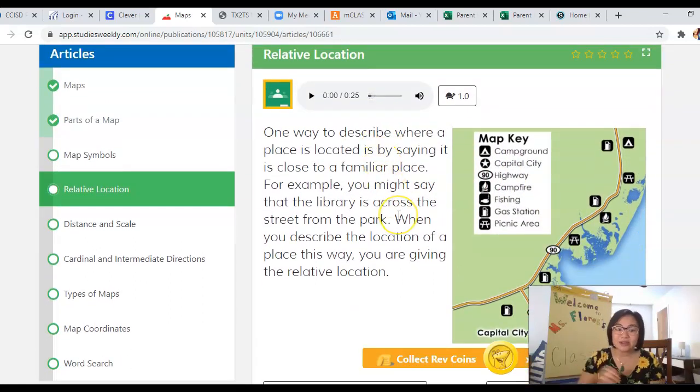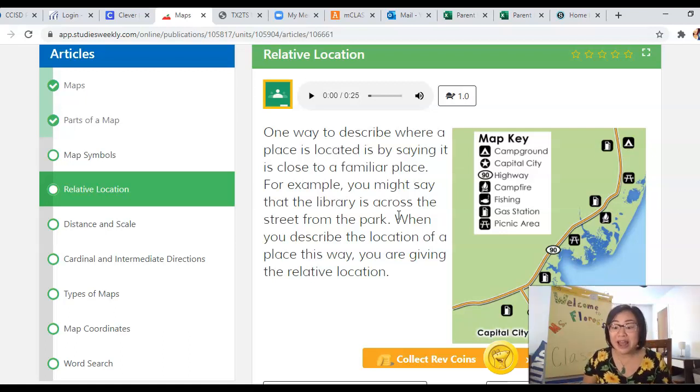All right. The last thing we're going to go over is relative location. One way to describe where a place is located is by saying it is close to a familiar area. For example, you might say the library is across the street from the park. When you describe the location of a place, you are giving its relative location. Right? You might say that our public library in Coppers Cove is right next to the fire station. That is a relative location because it's telling me where one place is compared to another place.